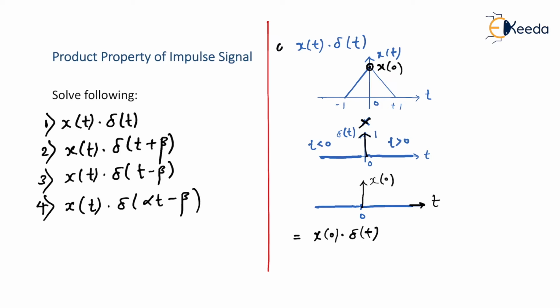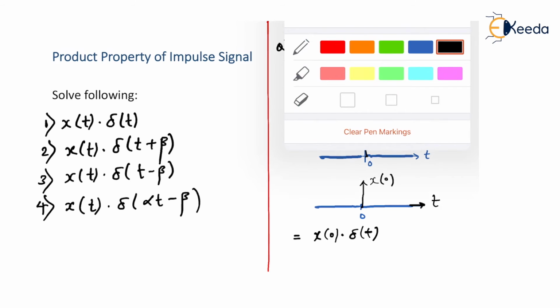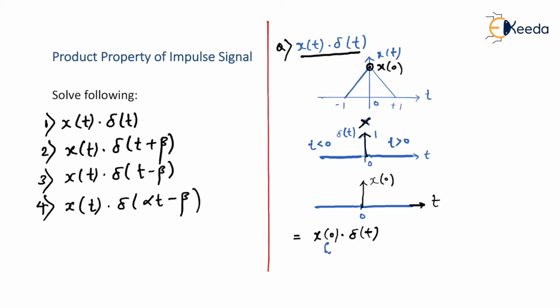Now this has become very simple. If the question is x of t dot del of t, then x of 0 dot del of t is the answer, where x of 0 is called the area. We know that this is in fact called the area or strength of the signal, and this del of t basically indicates the position of the signal. So whenever any x of t gets multiplied with an impulse function in any form, you get your answer in two parts. In the first part, you get the strength. In the second part, you get the position of that signal.